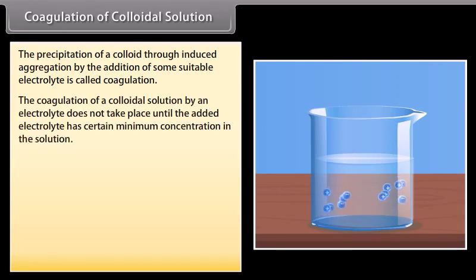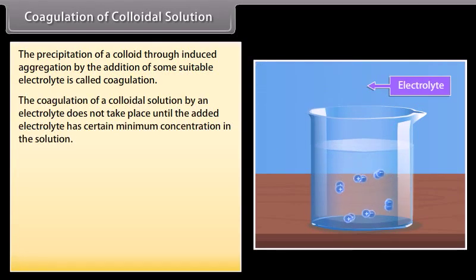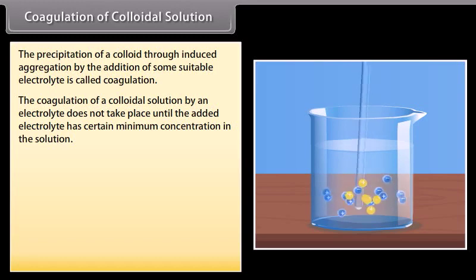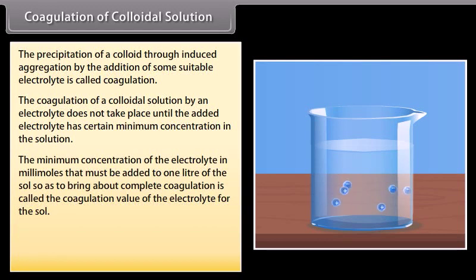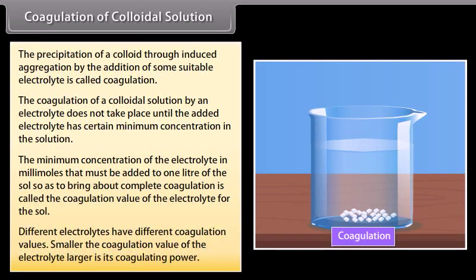The coagulation of a colloidal solution by an electrolyte does not take place until the added electrolyte has a certain minimum concentration in the solution. The minimum concentration of the electrolyte in millimoles that must be added to 1 liter of the sol so as to bring about complete coagulation is called the coagulation value of the electrolyte for the sol. Different electrolytes have different coagulation values. Smaller the coagulation value of the electrolyte, larger is its coagulating power.